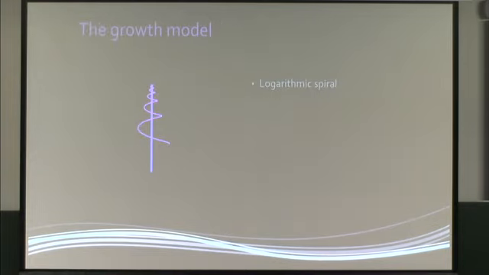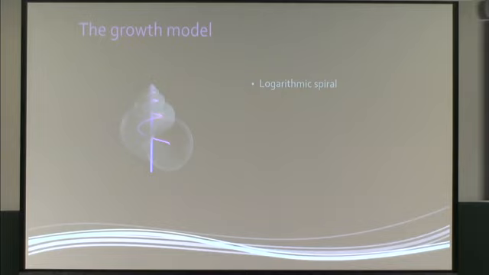Some of you might already be familiar with this, but I'm going to give a short explanation of Raup's growth parameter model anyway. We basically have a logarithmic spiral that rotates around a vertical axis, and around this we have a generating curve which sweeps out the surface. In this case it's just a circle, as a simple version.